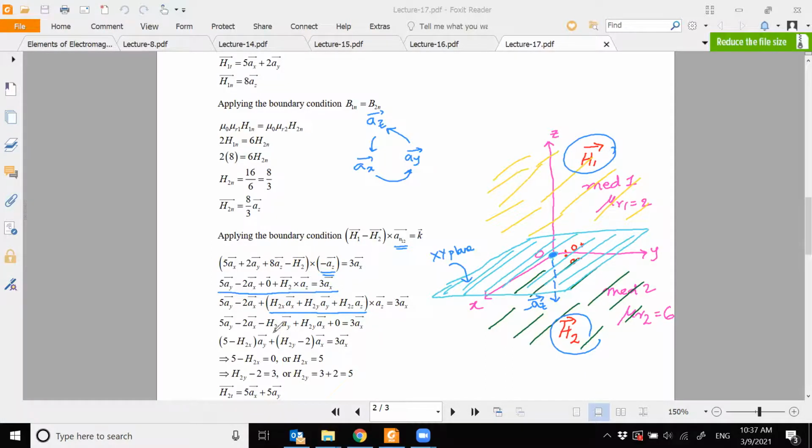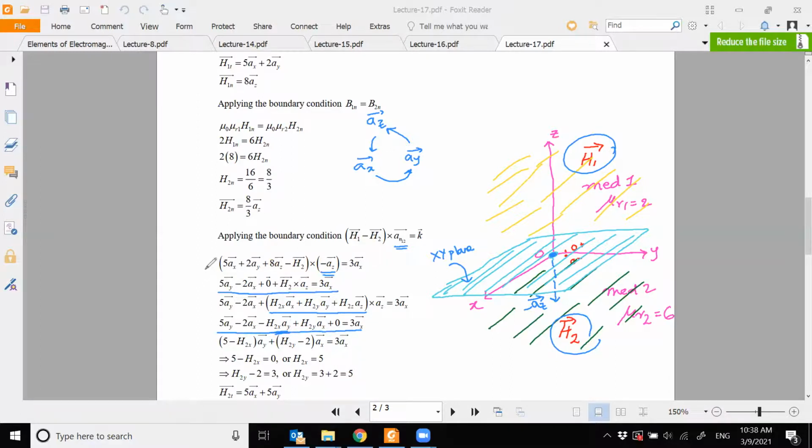Sorry, AX cross AZ, we are going in the opposite direction. So AX cross AZ will be minus AY. That's why you're seeing this minus. Then AY cross AZ is AX, so that's why it is AX and it is positive. Then AZ cross AZ is 0, and the right side is 3AX. So this is what we get in the next step.